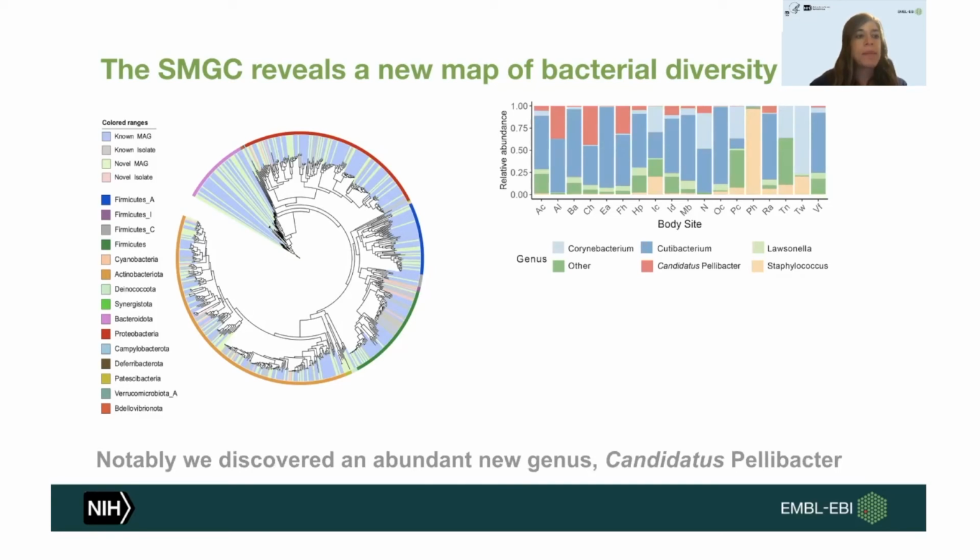And here I am showing the relative abundance of the top most abundant genera on the skin. And this is in contrast to previous surveys that had underestimated, for example, Lawsonella. We also uncovered this abundant novel genus, which we named Pelibacter. We can see that it's primarily found in sebaceous sites, such as the alar crease or the forehead or the cheeks. This all suggests that perhaps this genus is lipophilic.